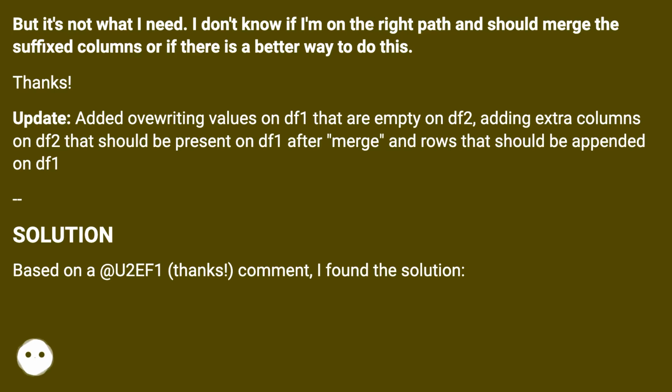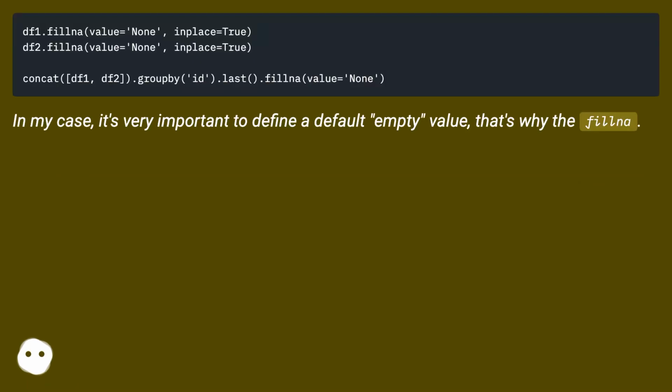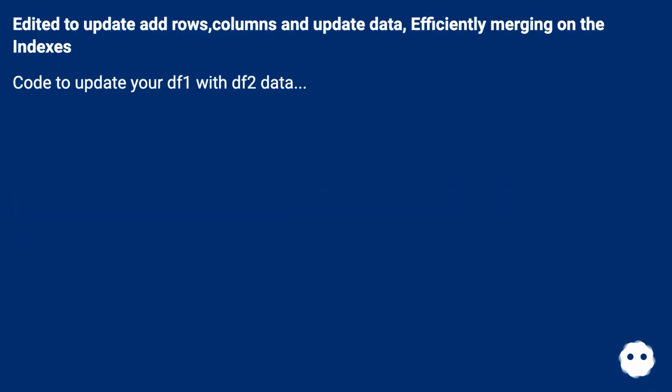Solution. Based on a comment, I found the solution. In my case, it's very important to define a default empty value, that's why the fillna. Edited to update rows, columns and data, efficiently merging on the indexes. Code to update your df1 with df2 data.